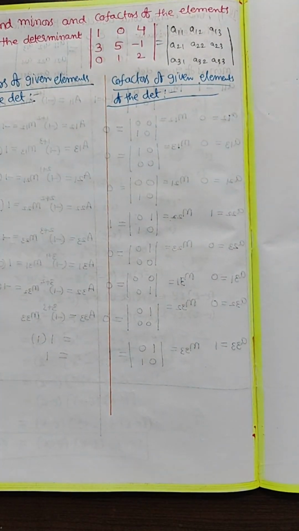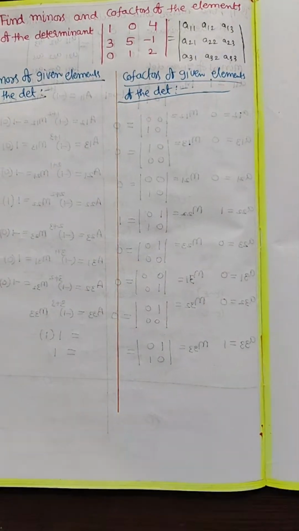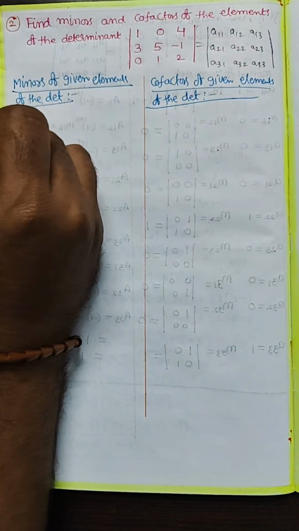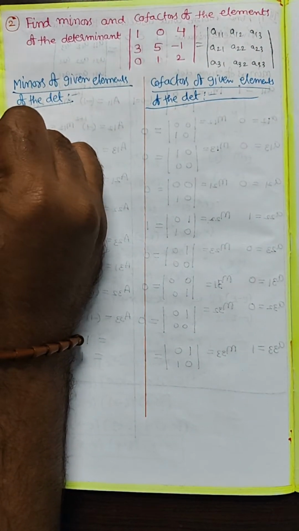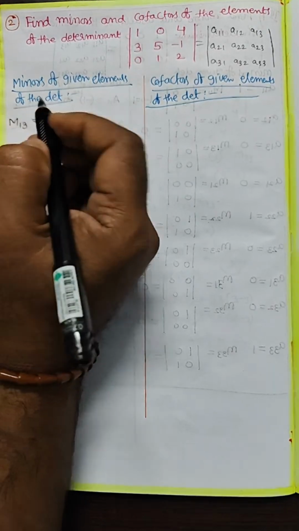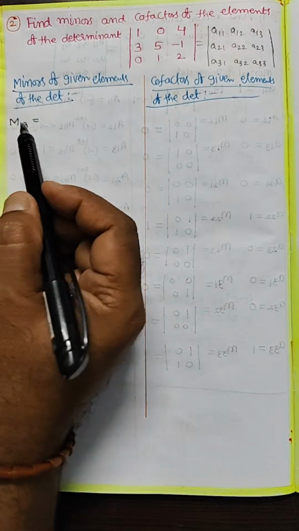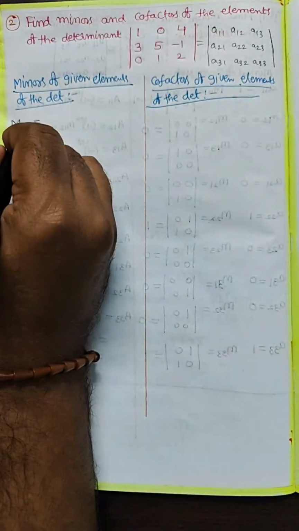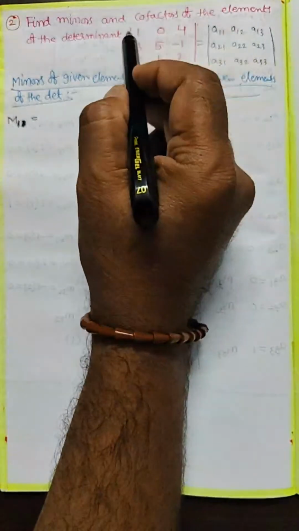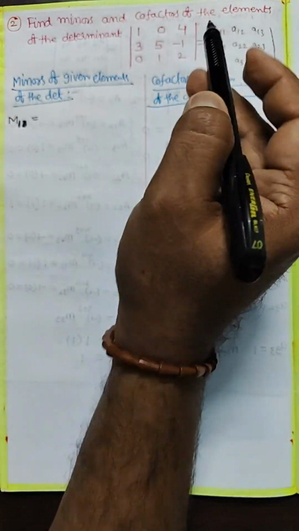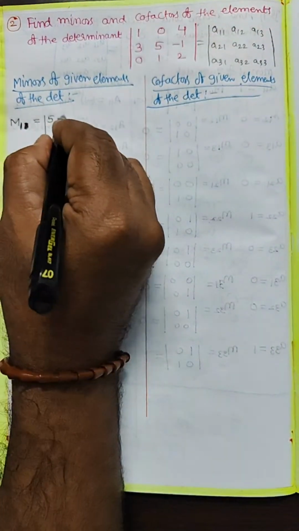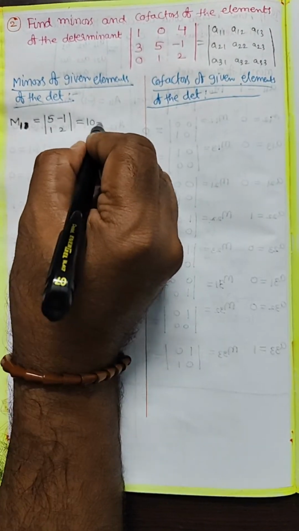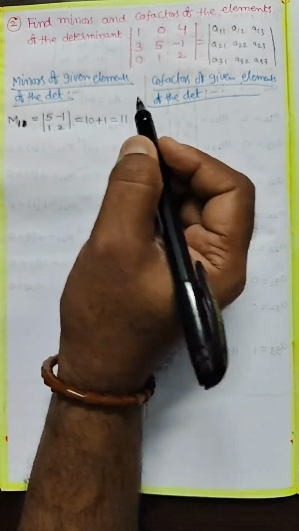So first element, minor, which is denoted by M11. First row, first column, eliminate. So the remaining is 5 minus 1, 1 2. So 5 into 2 is 10, minus of minus 1, plus 1, which is equal to 11.